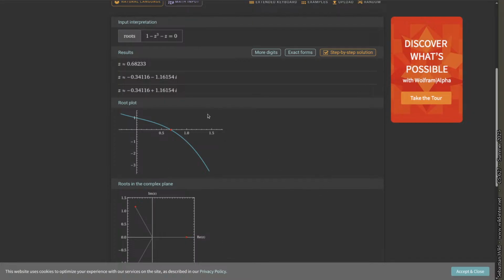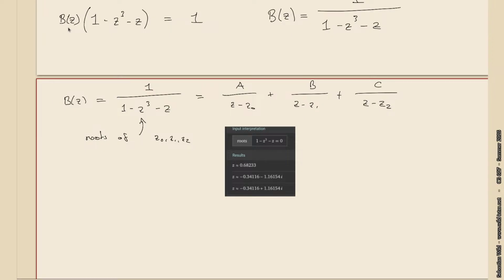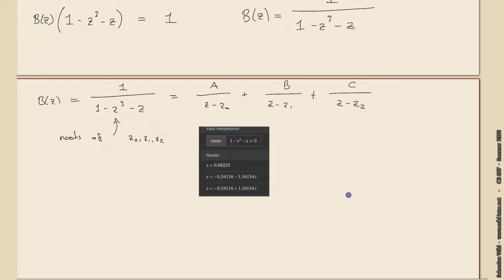So these are the actual values for Z1, Z0, Z1, Z2. Here's the copied bit. So at this point, I'm assuming here this representation to be general. This is if all the roots are unique, or are distinct. So there's no multiple roots.